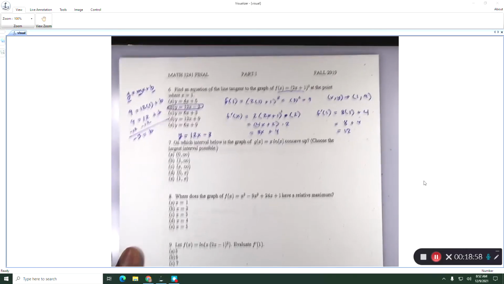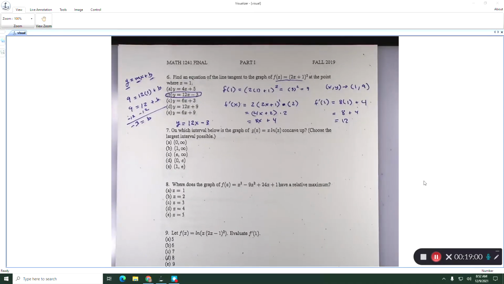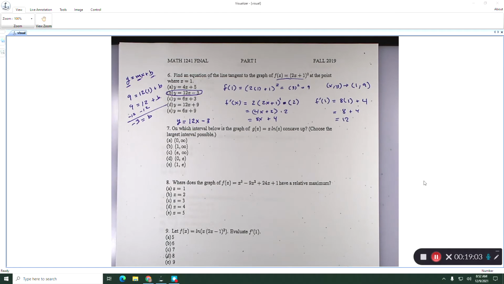Switching gears again, so the first page we solved for just derivatives, then we said we want to find the equation of a tangent line. Now we're testing knowledge of concavity. It says, on which interval below is the graph of g of x equal to x times ln of x concave up? Choose the largest interval possible.